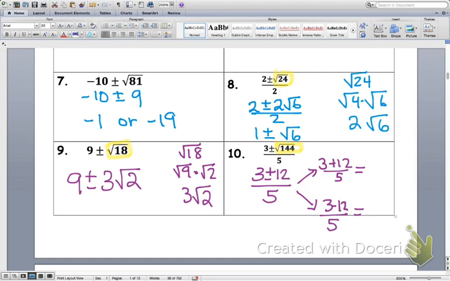3 plus 12 is 15, divided by 5 is 3. 3 minus 12 is negative 9, divided by 5. It doesn't simplify, so I'm just going to leave these as my answers, 3 or negative 9 over 5. And that's the general idea of how to use a plus minus with division, square roots in there, and how to simplify. Now it's your turn to go ahead and practice. Good luck.